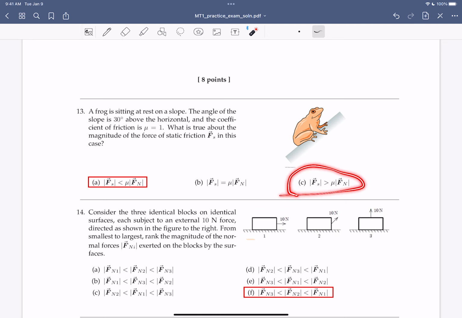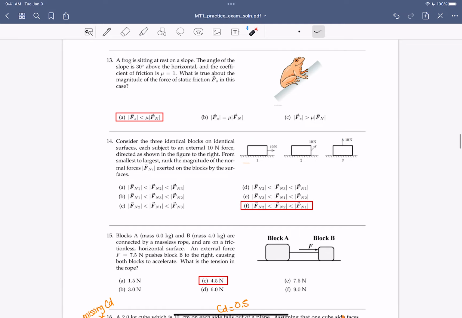And the static friction force is never greater than mu Fn here, based solely on the definition of static friction force as less than or equal to mu Fn. So C is extraneous. That shouldn't even be an option. Equal to only occurs when it's at a maximum, and less than would occur pretty much any other time when it's not about to slip. Does that make sense for number 13?